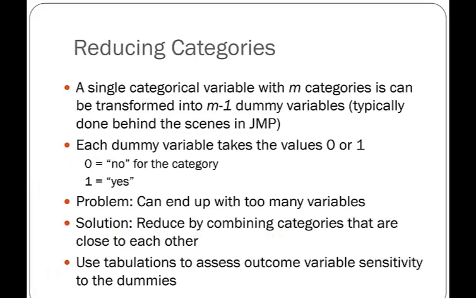Reducing categories is a good way to simplify a data set. If you have categorical variables, for example, with m categories, you're going to need to transform that into m-1 dummy variables, which are going to either be 0 or 1 for the given category, and that's going to make things even more messy because you're going to have lots of extra variables. So that can add up and make things unwieldy and make your computer run slow.